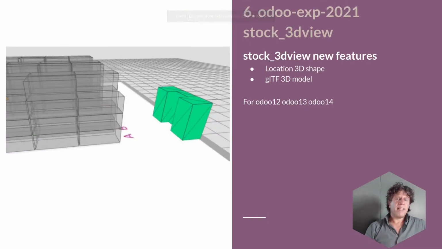Now for Odoo Experience 2021, we added new features for the stock 3D view, the location 3D shapes. Normal locations are parallelepipeds. If you need to define new shapes, you can store them in the shape model and link the location with the different shapes for Odoo 12, 13 and 14.